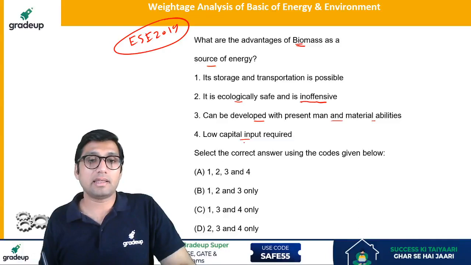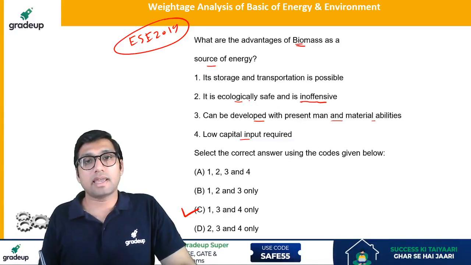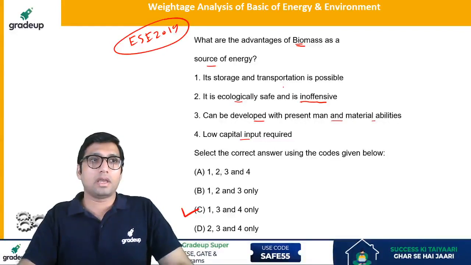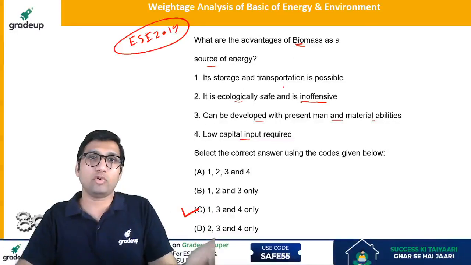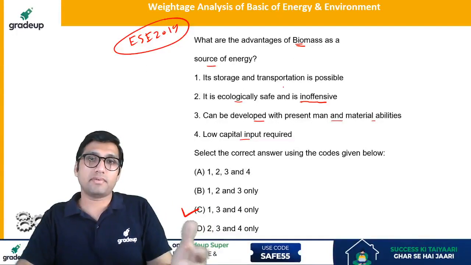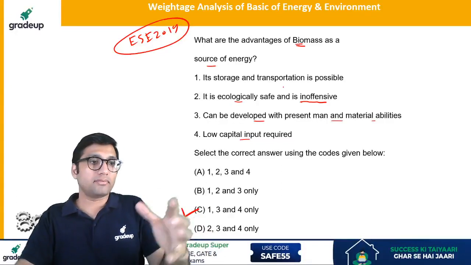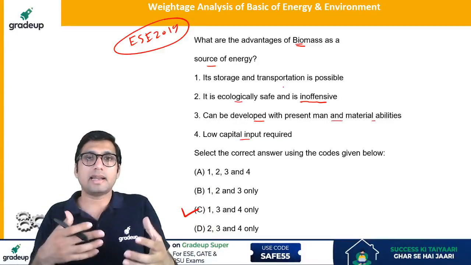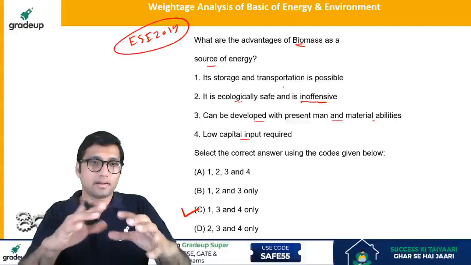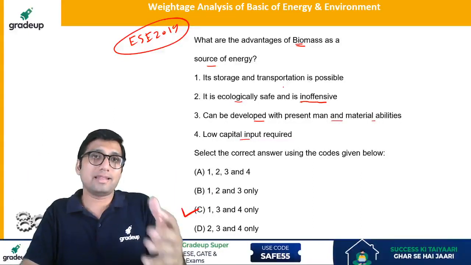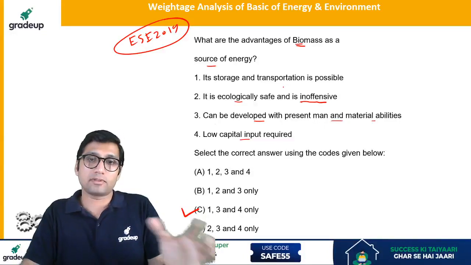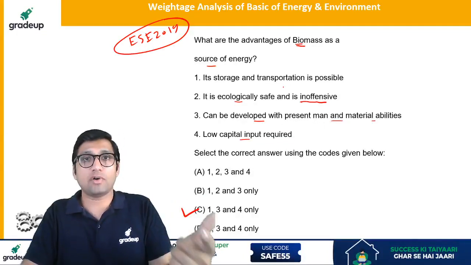Low capital input required. Yes, the answer will be option number C for this question. Because the second statement, that it is ecologically safe and inoffensive, is not correct. Biomass as a source of energy: there are different types of biomass. It can be the waste of humans, the waste of plants, the waste of animals. So if some animals litter in front of your house, that is actually offensive, right? That is why it is not considered inoffensive, it is offensive.